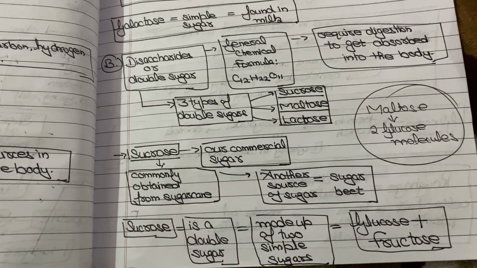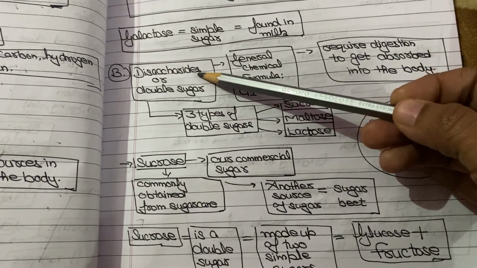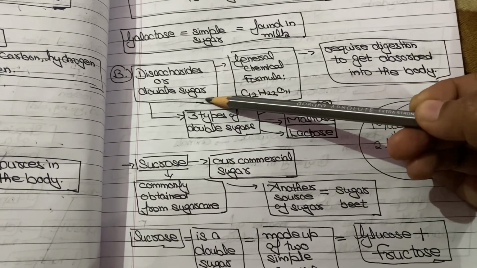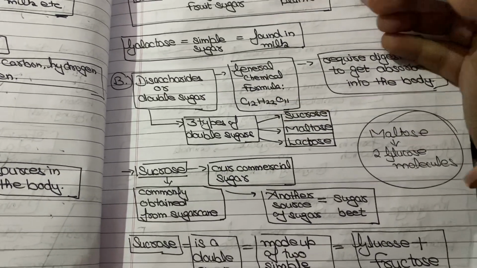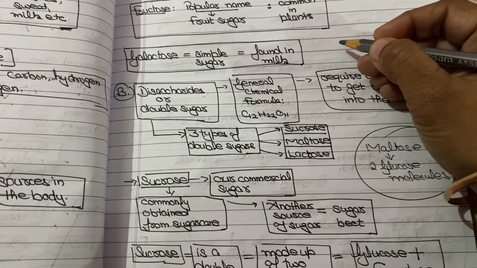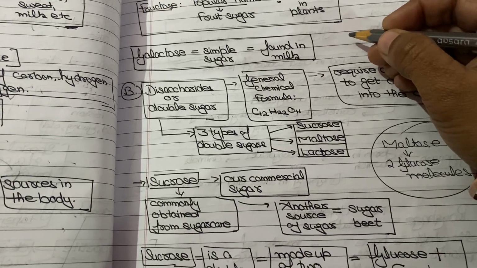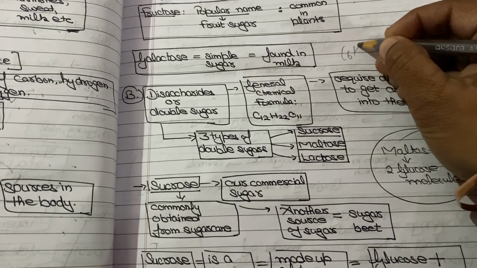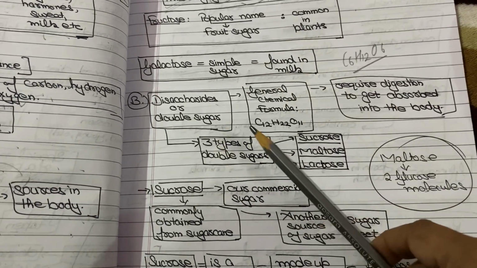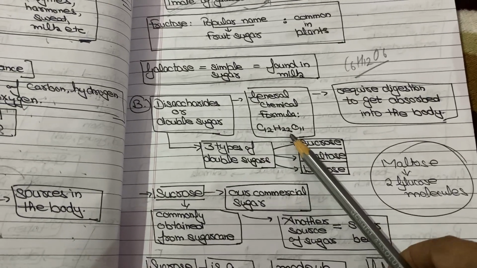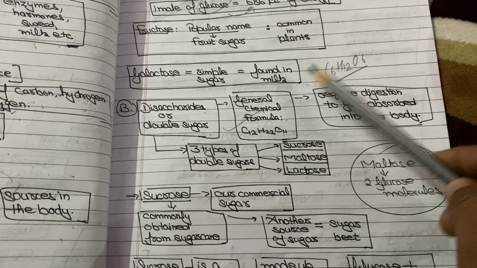The second type of sugar is disaccharide, or double sugar. Its chemical formula is C12H22O11. The chemical formula of the first sugar, which is also known as the monosaccharide or simple or single sugar, is C6H12O6, and the chemical formula for the double sugar is C12H22O11. Remember that. A 1 mark question can be asked about them.